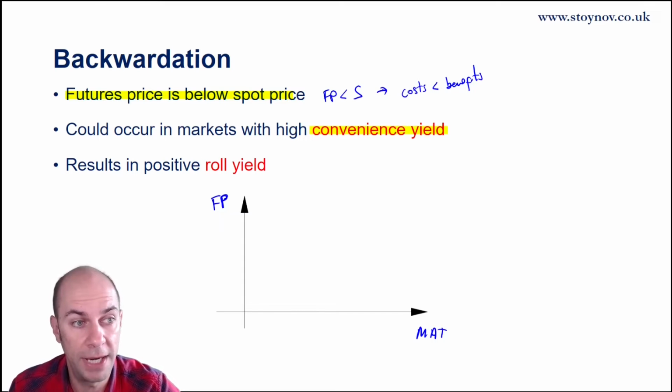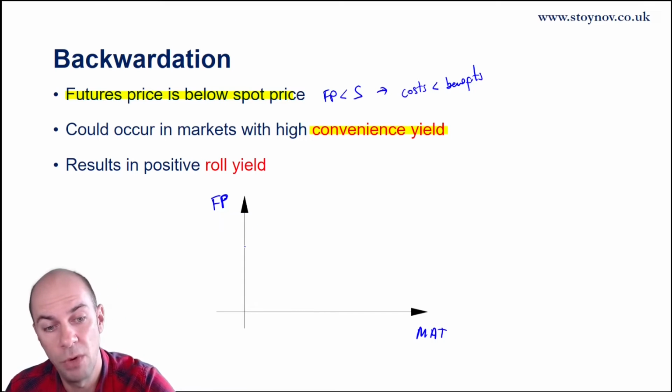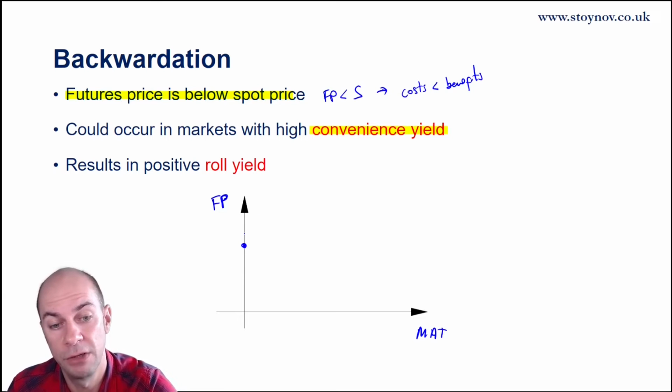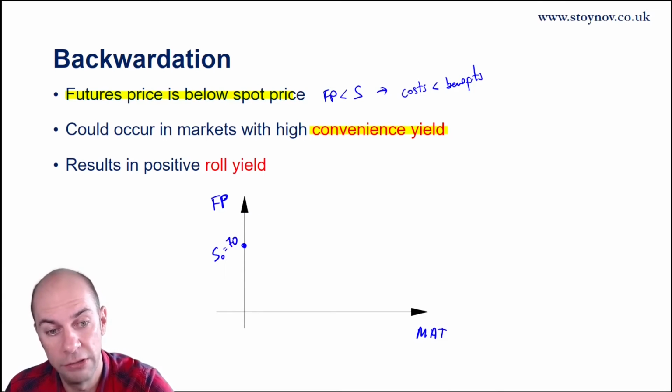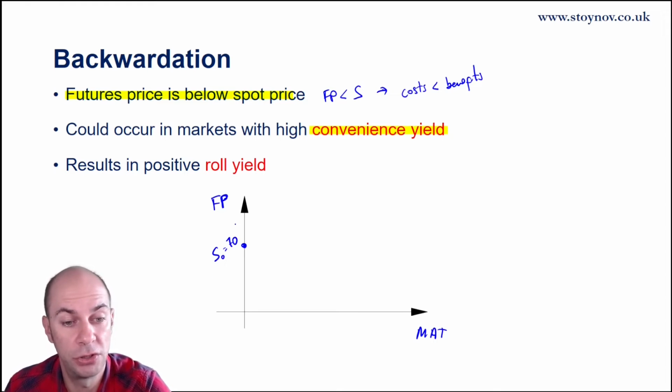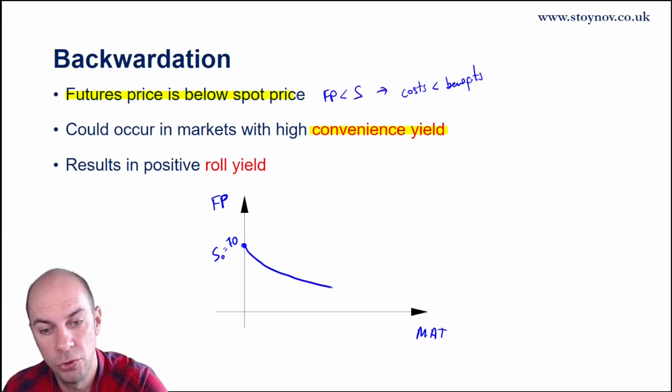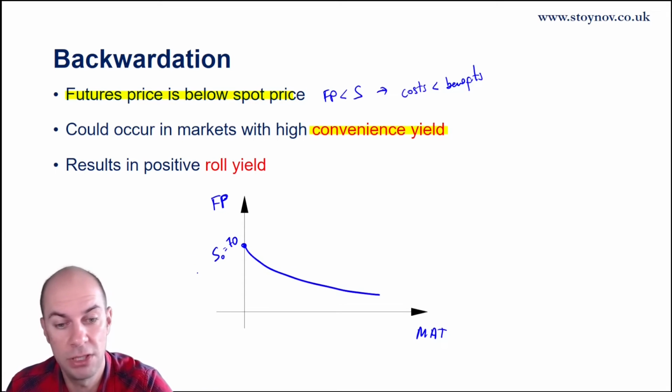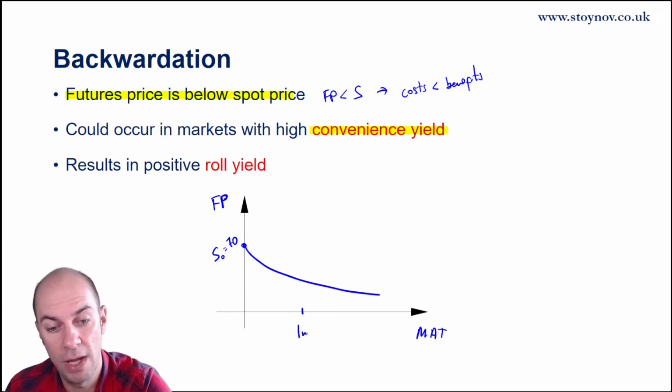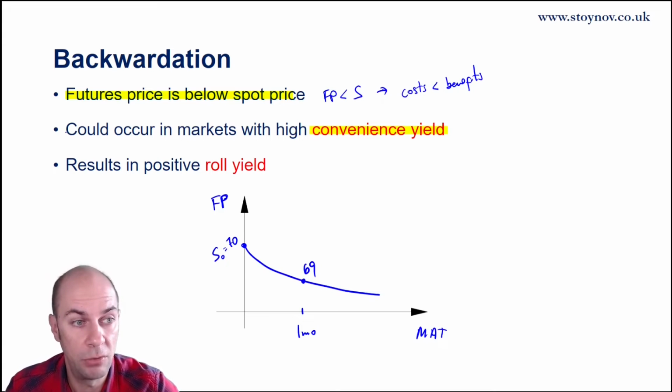So going back to our picture, the y-intercept will represent the spot price today. So let's say oil is trading at $70 today, but due to high convenience yield, due to shortages and so on, the futures curve is now downward sloping. And let's say the 1 month contract is at $69. So in this case, we're reversing the logic.